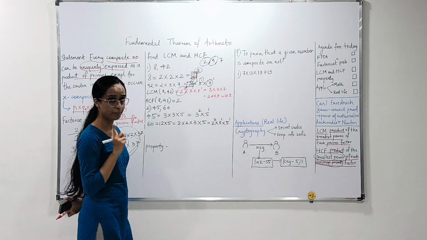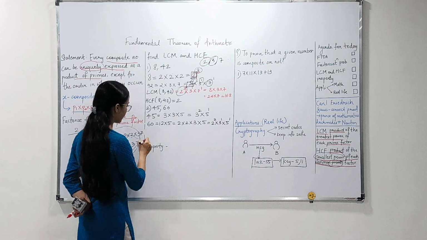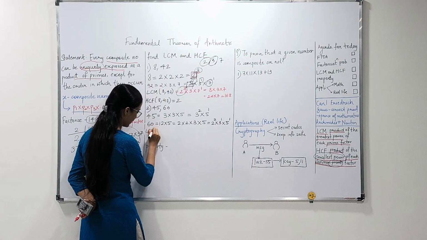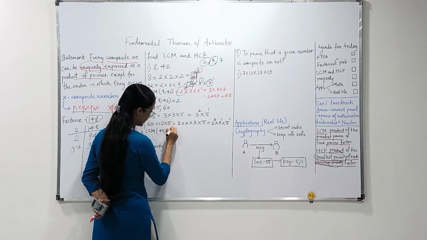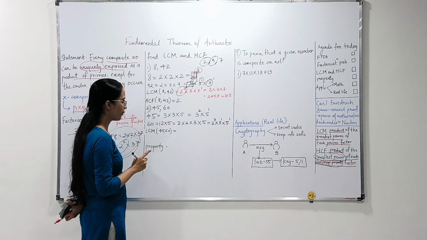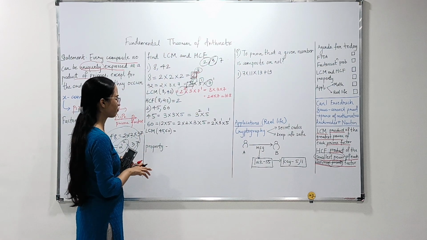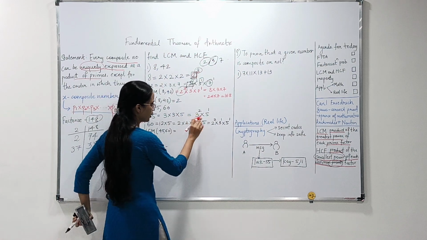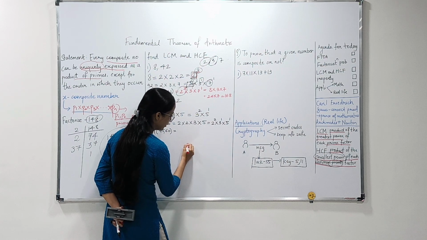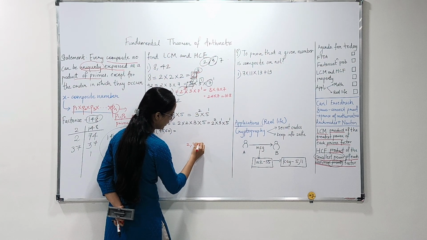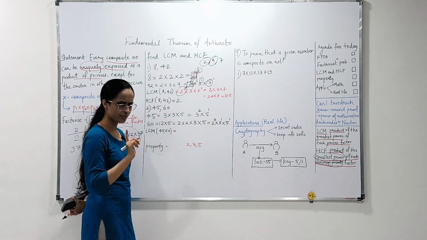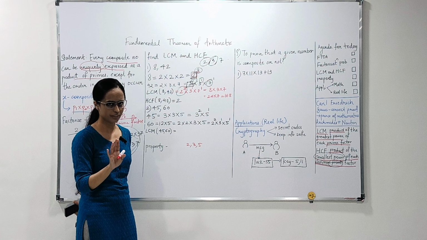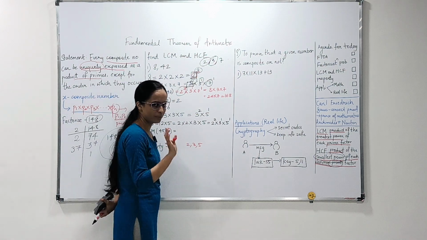Now pay close attention to how I calculate the LCM. So the LCM of 45 and 60 would be, you're going to see what are the possible factors here. The possible factors are 2, 3 and 5. We are just going to write the common factors only once. That is why I've written 3 and 5 only once.